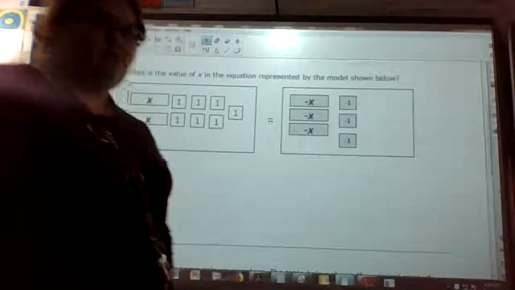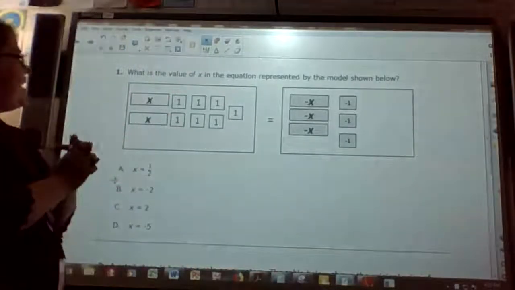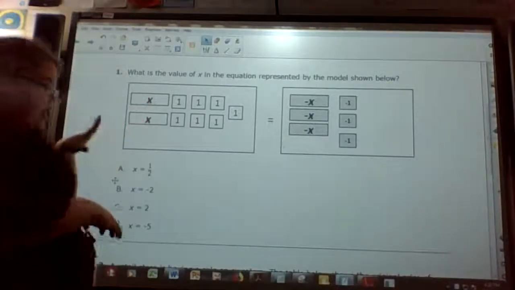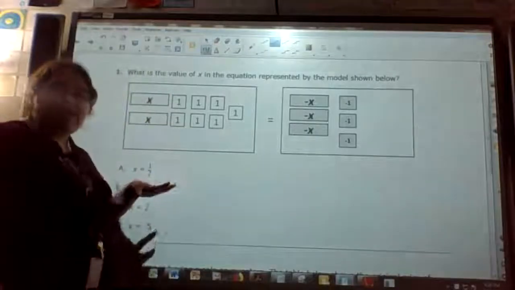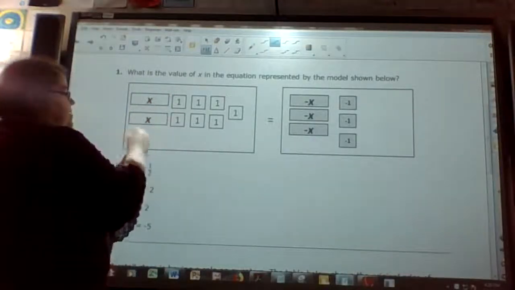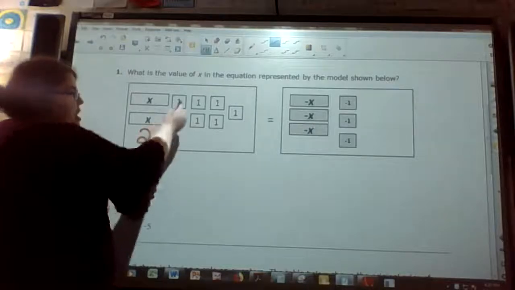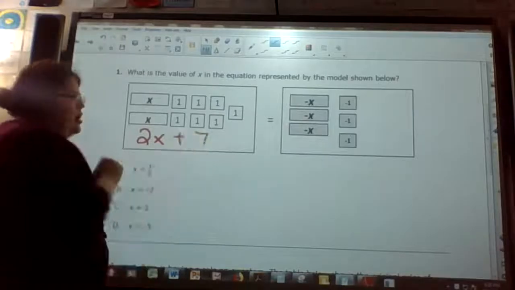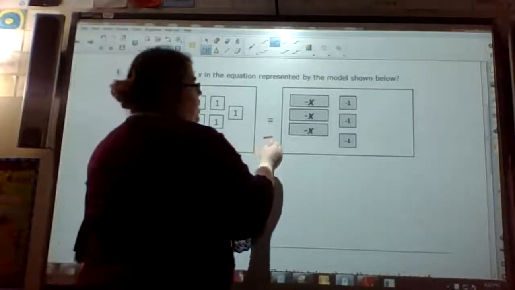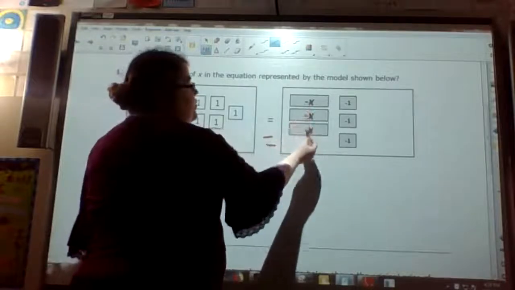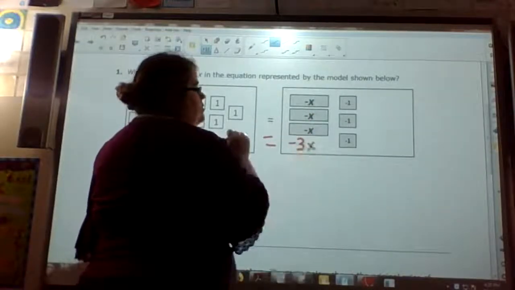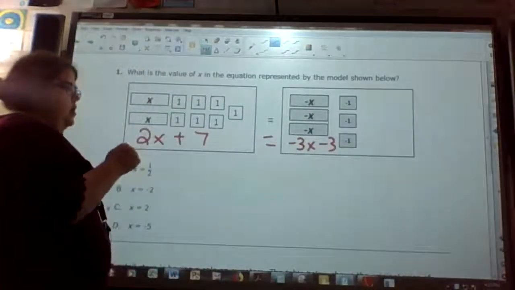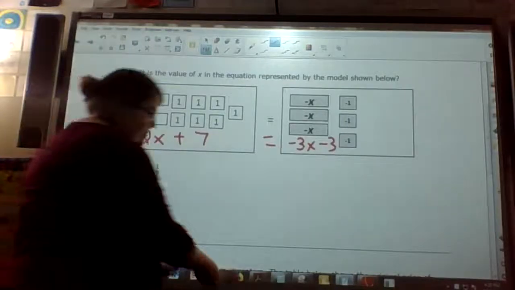So looking at this first problem. What is the value of x in the equation represented by the model shown? First thing, you can take this model and rewrite it. I have two x's, so I would write 2x. And I'm adding 1, 2, 3, 4, 5, 6, 7 on my left side of my equal sign. On my right side, I have negative 3x, and then I am subtracting 3 ones. And that would be my equation that I'm starting with.